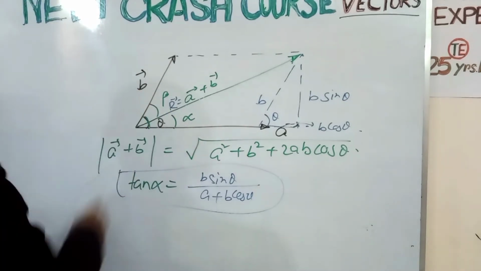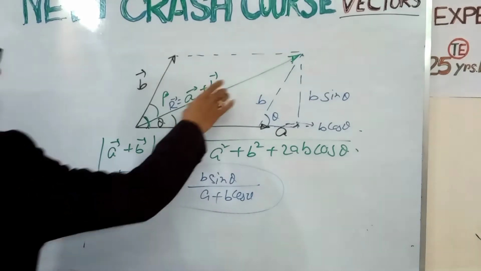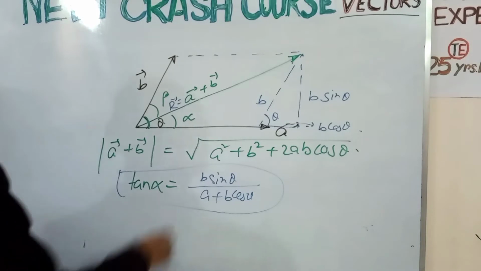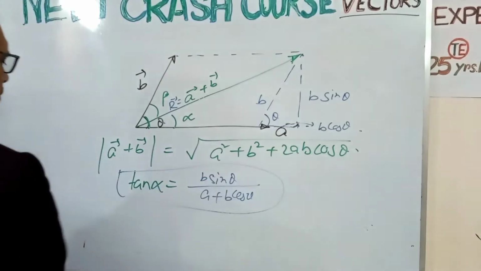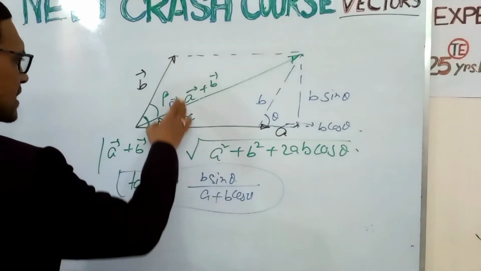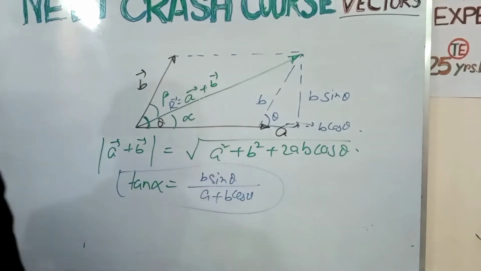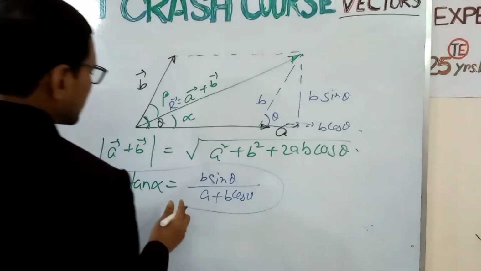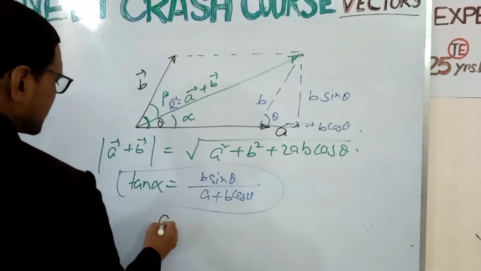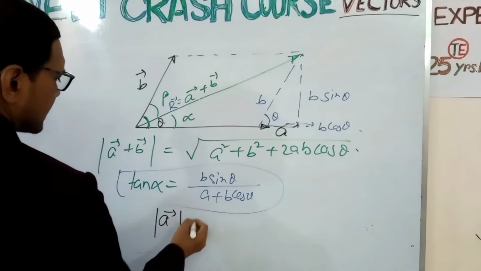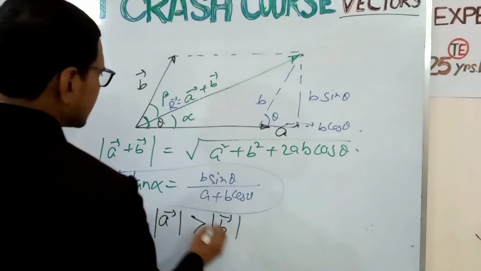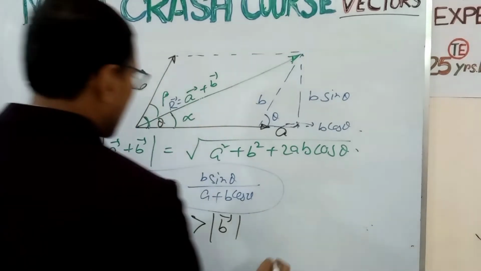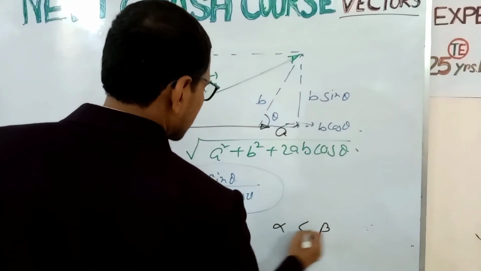This is the direction, this is the resultant, that diagonal represents the resultant of the two vectors. The magnitude is equal to this, and angle alpha is the direction of the resultant with the vector a. Now the question comes: if the vector a is greater than vector b, and the resultant makes the angle alpha with a and beta with b, then alpha is less than beta.